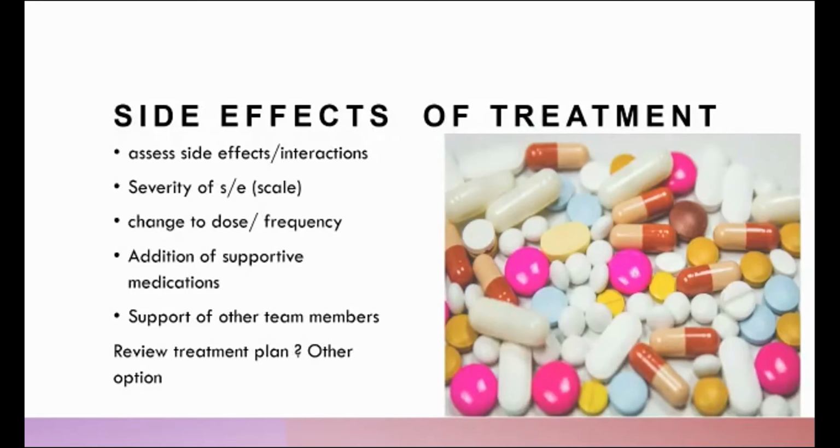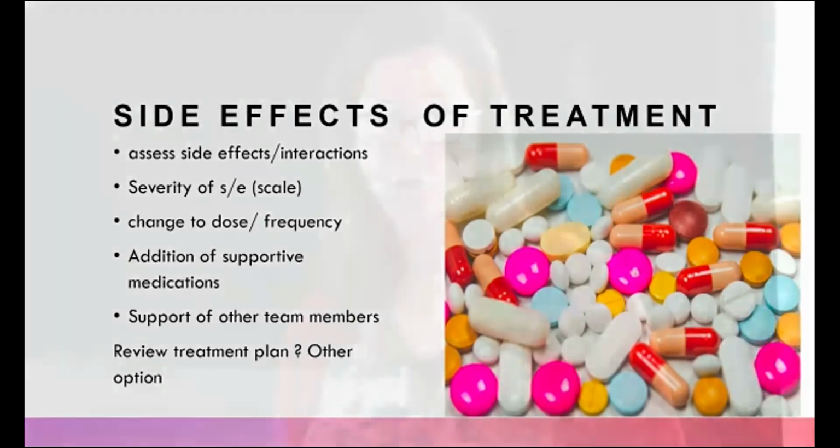Whereas if it's on the upper end of the severity, we might have to do other things such as stop the drug, reduce the dose. That's the next thing, change of dose or frequency. We often have the option of adding supportive care. So for nausea, diarrhea, those common side effects, we can add in something to help manage the side effects.